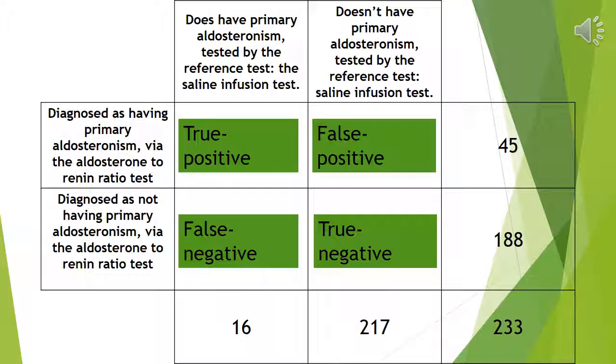And the bottom right box represents the patients that tested negative and were in fact clear of the disease, also known as the true negative.